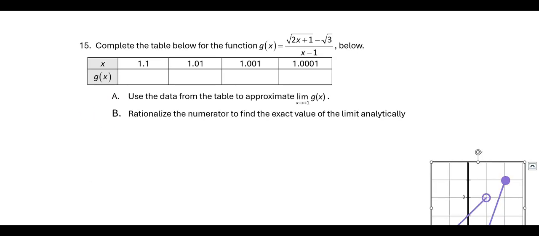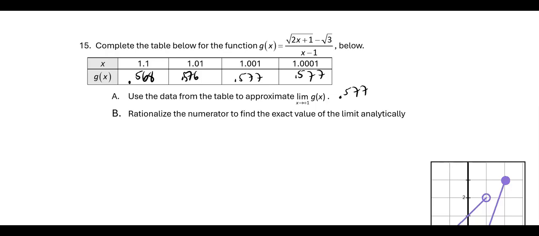15. All right. Complete this table. Use the data from the table to approximate the limit as x goes to 1. When you complete the table, and again, I should have put this on the calculator part, guys. This type of table would be on the calculator part, so I apologize about that. You see that the limit approaches 0.577.